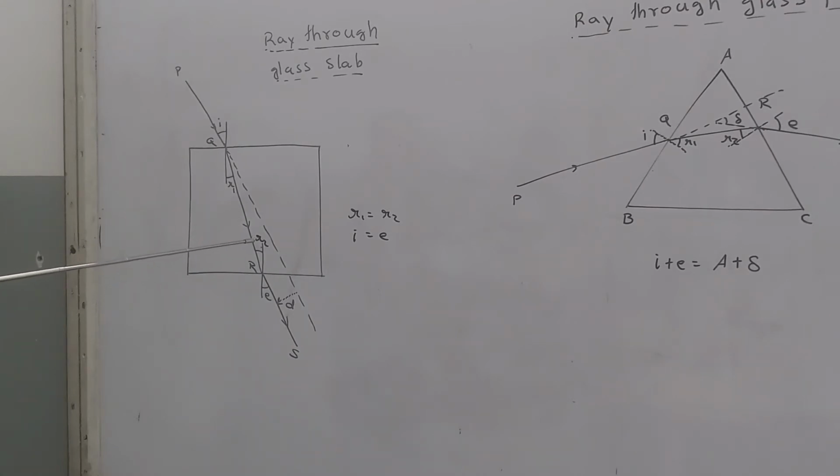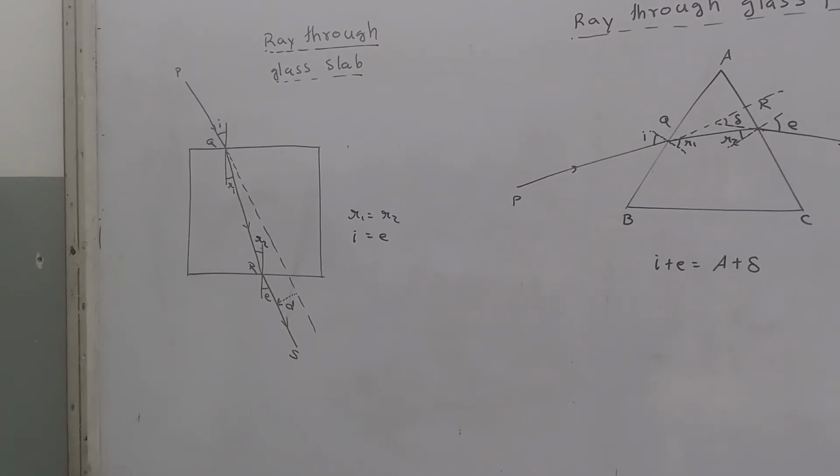This is another angle of incidence, but this time the ray of light is going from denser medium to rarer medium. Going from rarer to denser, it bends towards the normal, and going from denser to rarer, it bends again, but this time away from the normal. So you can see R1 will be smaller than I, and the angle of emergence will be greater than the angle of incidence R2. I am calling them R1 and R2 because both these angles lie within the glass slab.